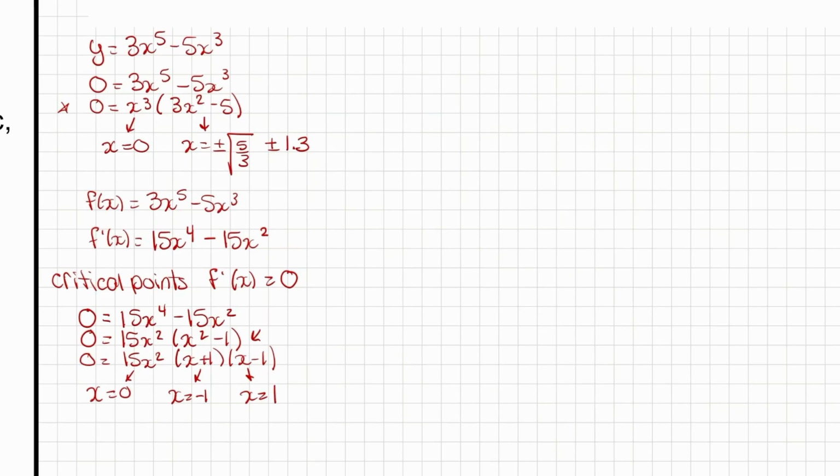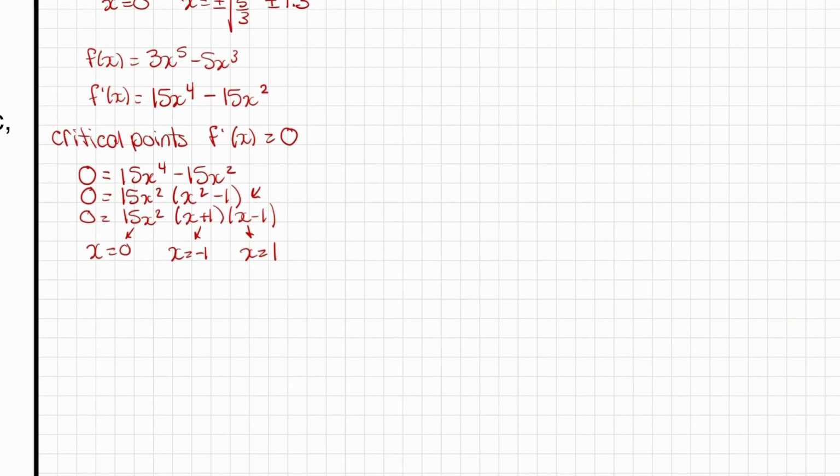So now I need to turn these critical numbers into critical points and find the coordinates on the original equation, and I'm going to do that by plugging these values back into the original equation, which was 3x to the power of 5 minus 5x cubed. So I think we can see that when x is equal to 0, so when f is at 0, 3 times 0 is going to be 0, 5 times 0 is going to be 0. So we're going to end up with a point at 0, 0.